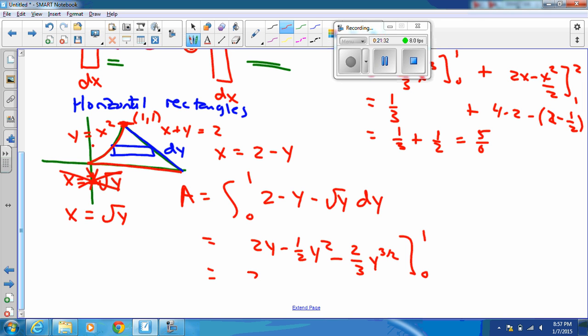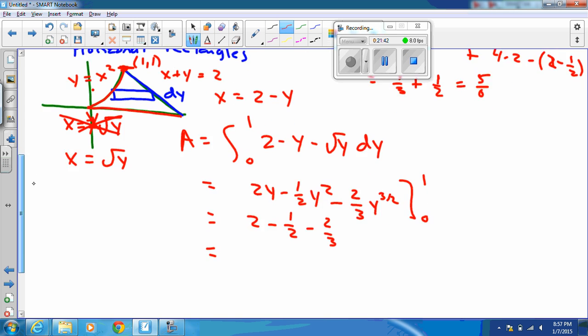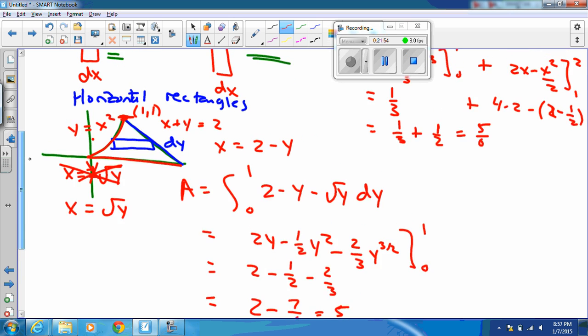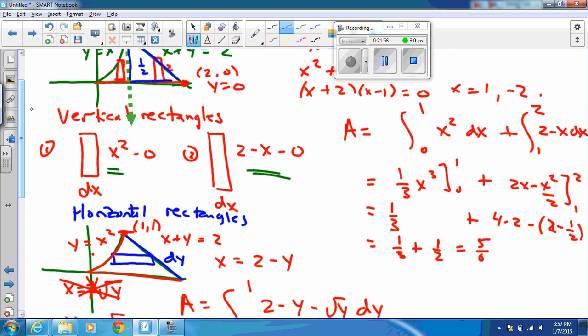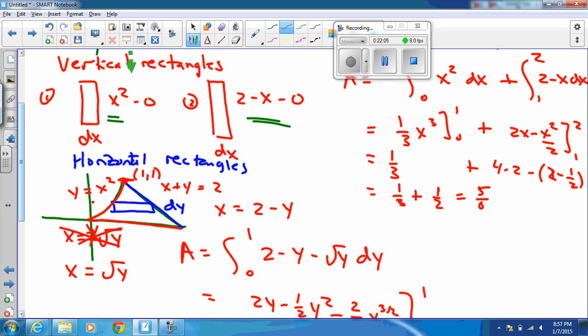And let's see, add 1 to the power, divide by the new power. And this gives me 2 minus 1/2 minus 2/3. And 2 minus 1/2 minus 2/3 is going to be the same as 2 minus 7/6, which is equal to 5/6. Notice it's exactly the answer that we got before. The area of the region is an invariant. No matter how I compute it, it's got to come out to be 5/6.